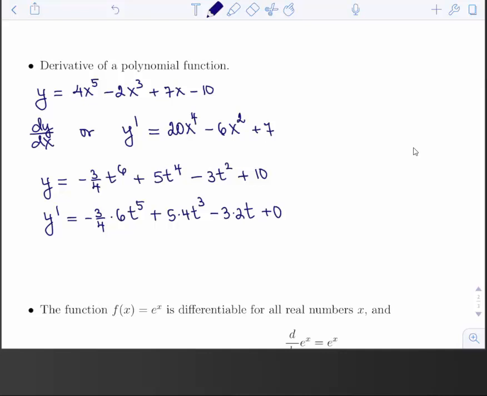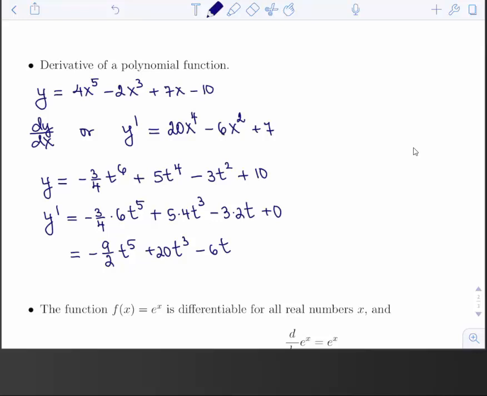So my final answer, well, let's see, what can we do here? So 2 and 2, so what is this? Negative 9 over 2 t to the 5th plus 20t cubed minus 6t. All right, so that is your derivative of a polynomial function. Basically, we're just combining all of the rules that we've learned so far.